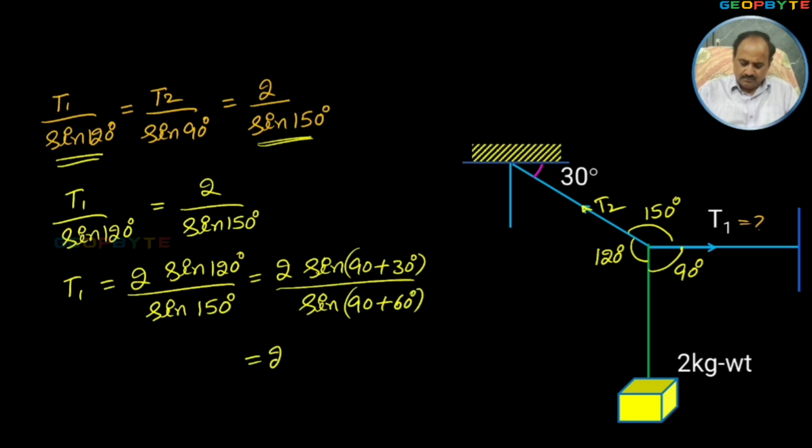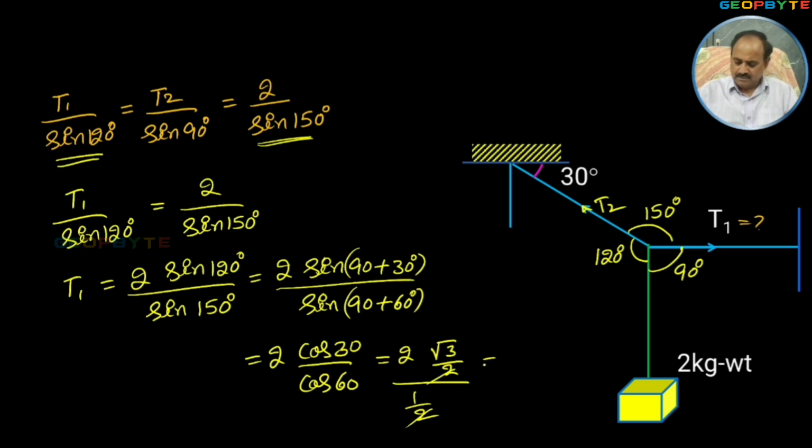It is equal to 2 into sin 90 plus 30, cos 30 divided by cos 60. It is equal to 2 into cos 30, root 3 by 2, cos 60, 1 by 2. This 2 cancels. It is 2 root 3. That is the T1.